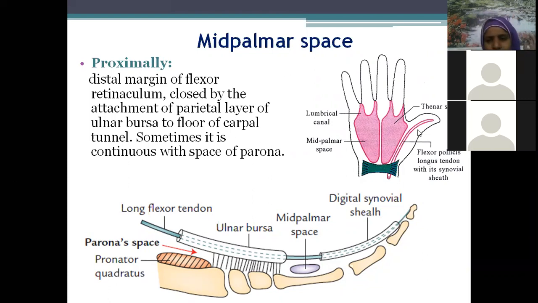Proximally, you are finding this green-red structure we have also discussed. What is this thickening of deep fascia called? Flexor retinaculum. Here you will also find bursae, which is very close to the ulnar bursa. Then I will tell you about the forearm space of Parona. We have that topic also in this PowerPoint.